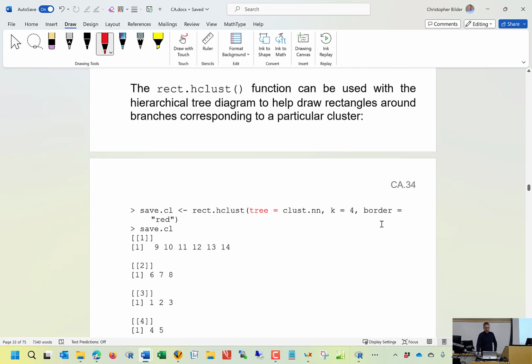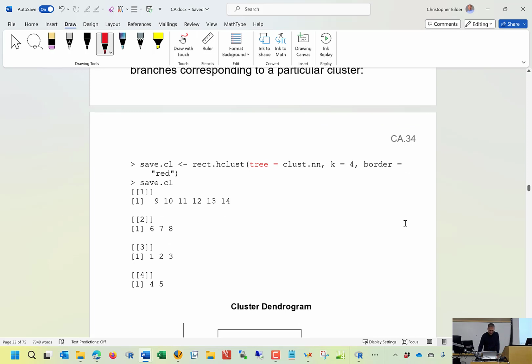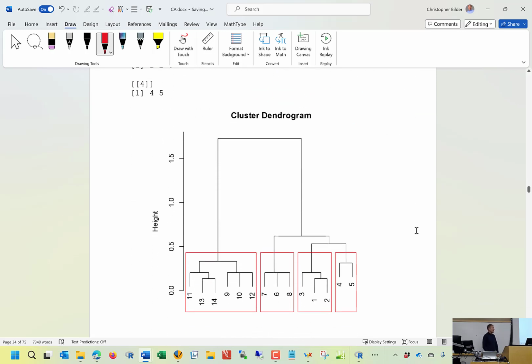There's also a function called rect.hclust. Rect stands for rectangle, and this is going to help me identify the different clusters on my hierarchical tree diagram. After I've actually drawn a hierarchical tree diagram, I use this function and say tree equal, beginning with the results from hclust. I want 4 clusters, and I want to draw a rectangle in red around the actual clusters. What's returned to me is, again, the different clusters, and what's automatically drawn on the plot is a rectangle around those clusters, just to help you see it.